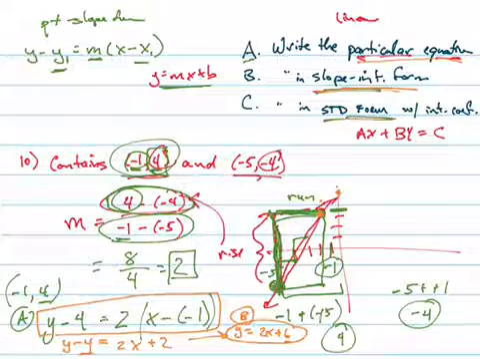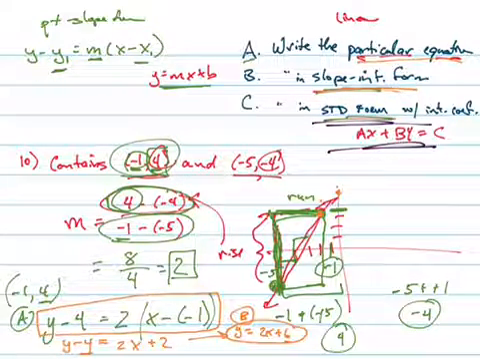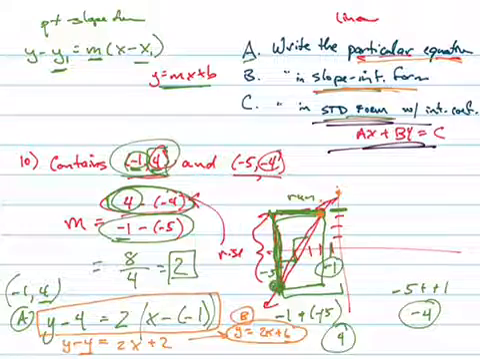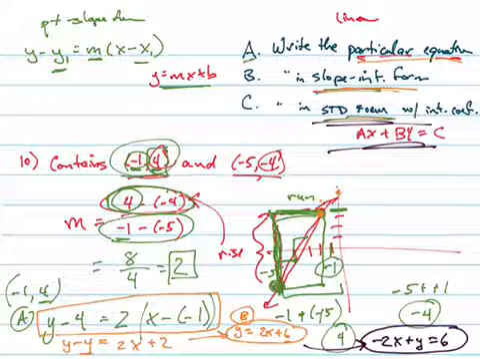Well, we're close. We're almost there. All we have to do to put it in standard form is move the x over to the other side. That's not bad at all. Right? Just subtract 2x from both sides. 2x plus y equals 6. There's part C.